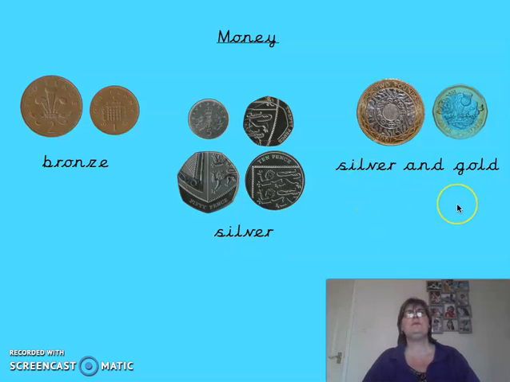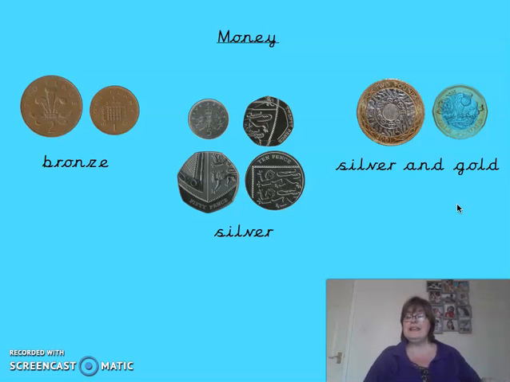Where have we heard those terms before? Bronze, silver and gold. They're medals, aren't they? If people run a race or they're in any kind of event where you get medals at the end, if you win, you get gold, you come first. If you come second, you get silver. And if you come third, you get bronze. So the best one to have is gold, then silver, then bronze.